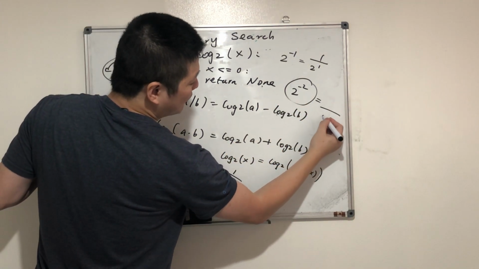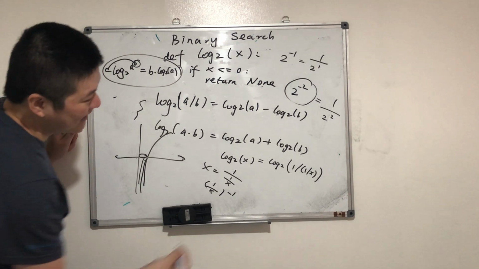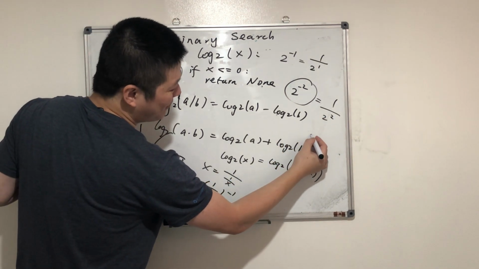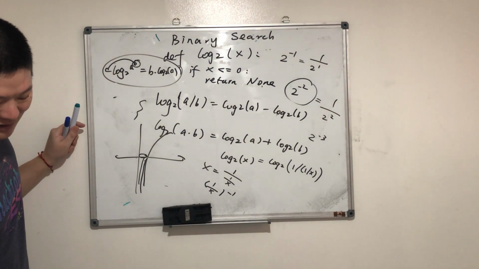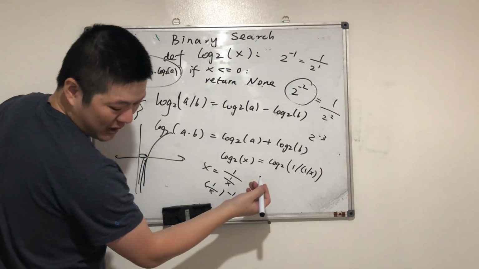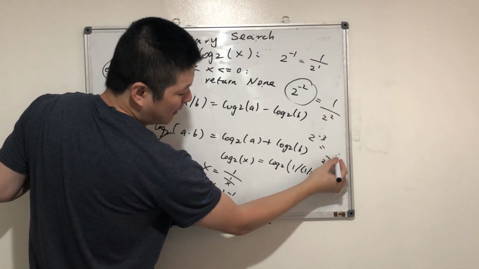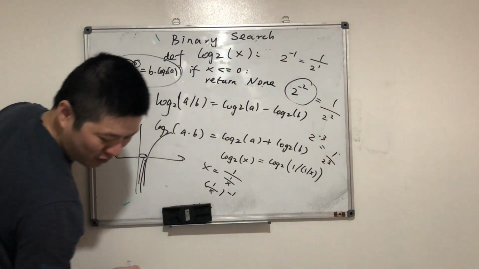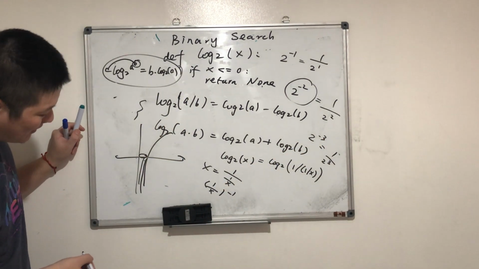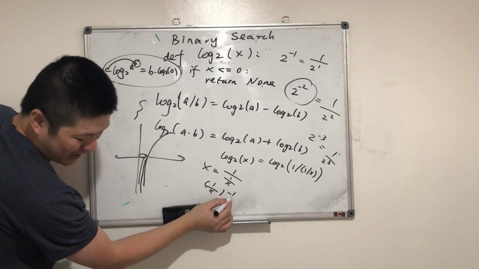2 to the power of 2. Yeah? You got it? So it's a quarter, yeah? Another one, 2 to the power of 3, minus 3 equals what? 2 to the power of 3, 1 over, because it's minus, you need to make it 1 over, right? So this one, 1 over this is this minus 1, yeah?